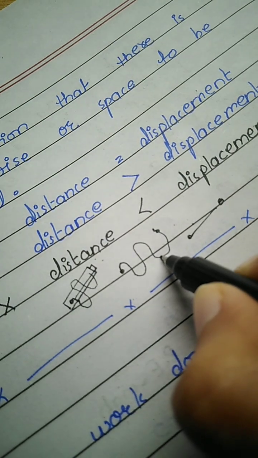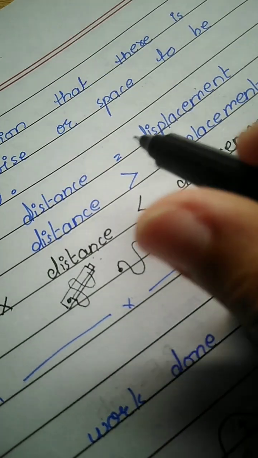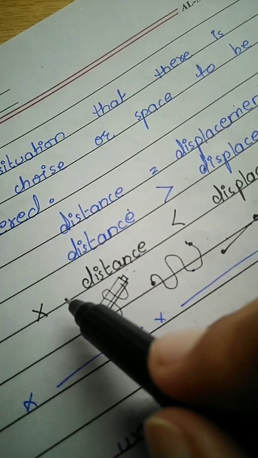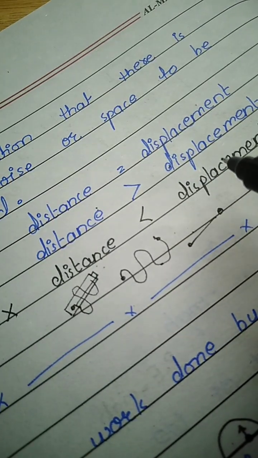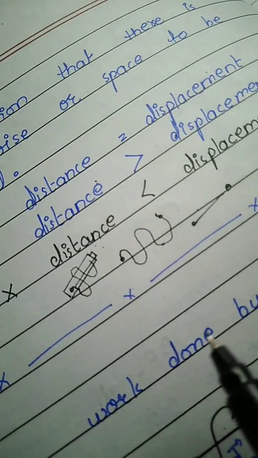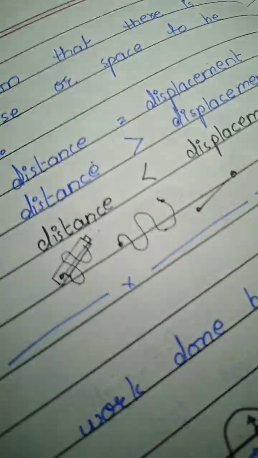Now in this condition, distance is more and displacement is less, as written in the second condition. Now in the third condition, distance can't be lesser than the displacement, because displacement is the shortest distance covered by the object. That's a condition.